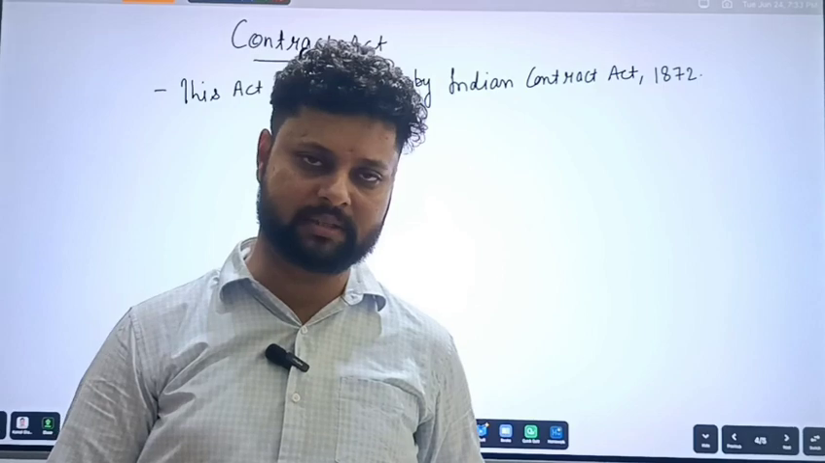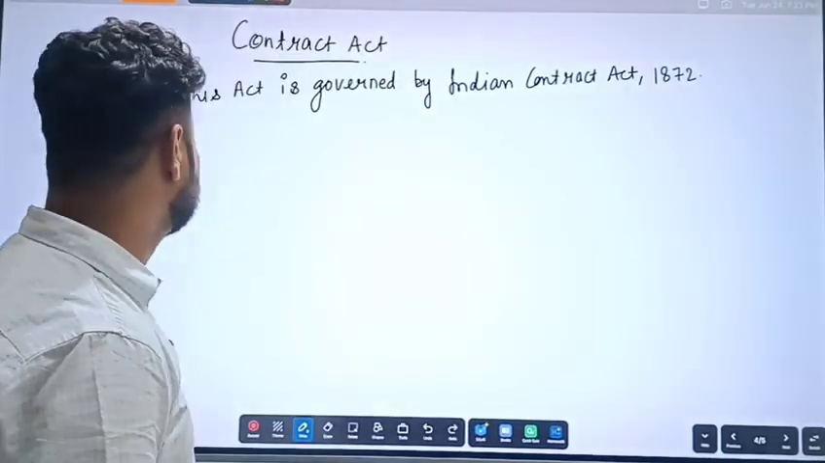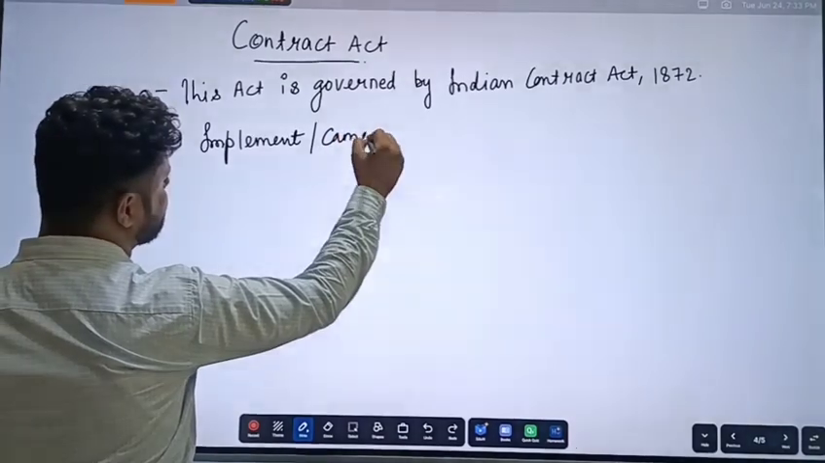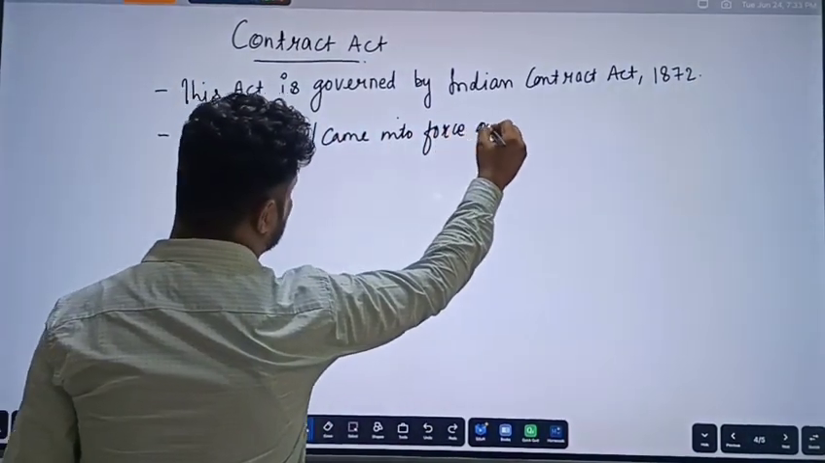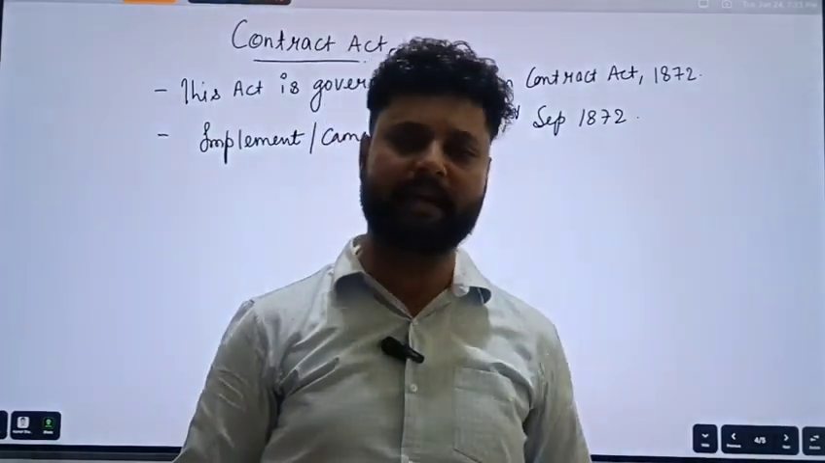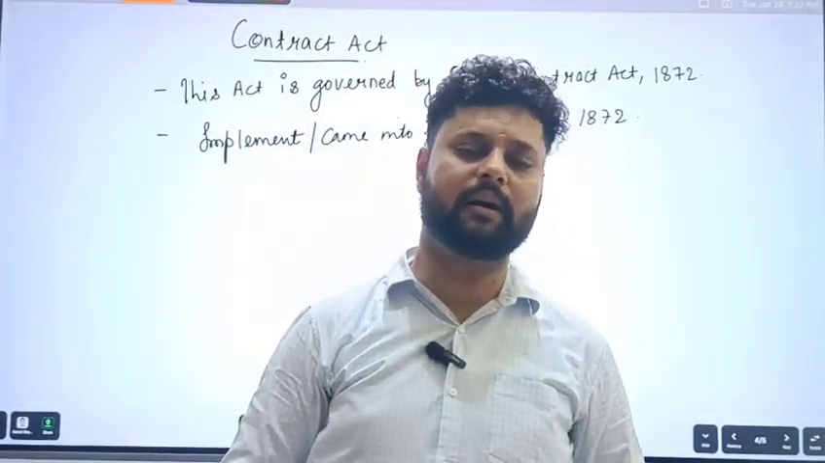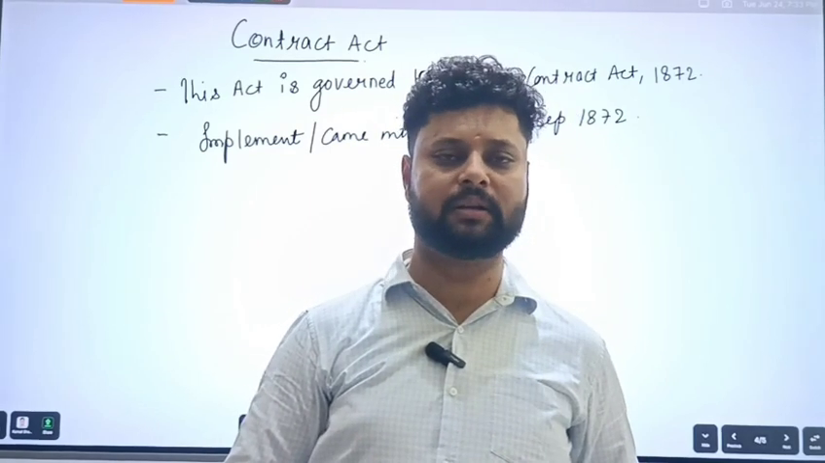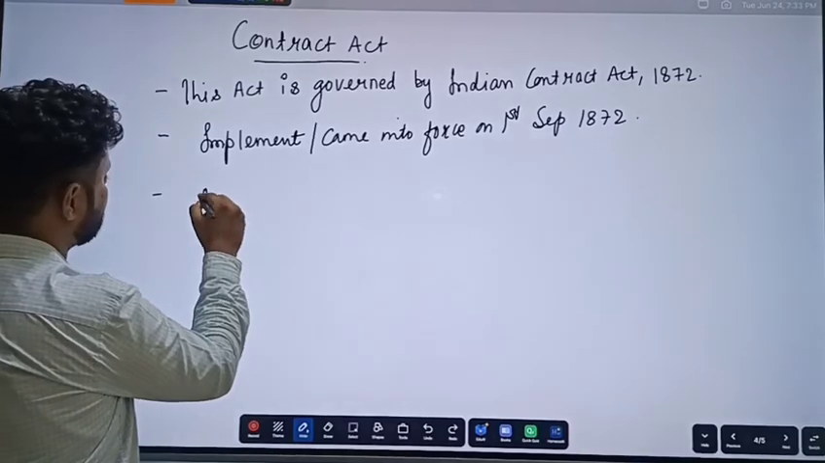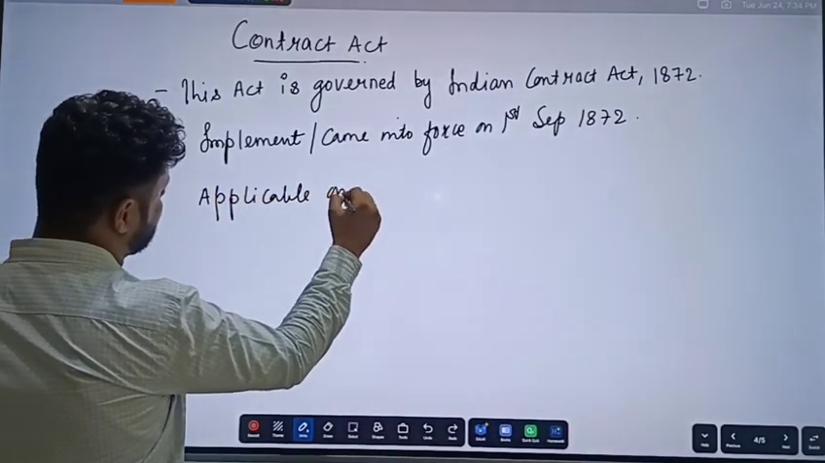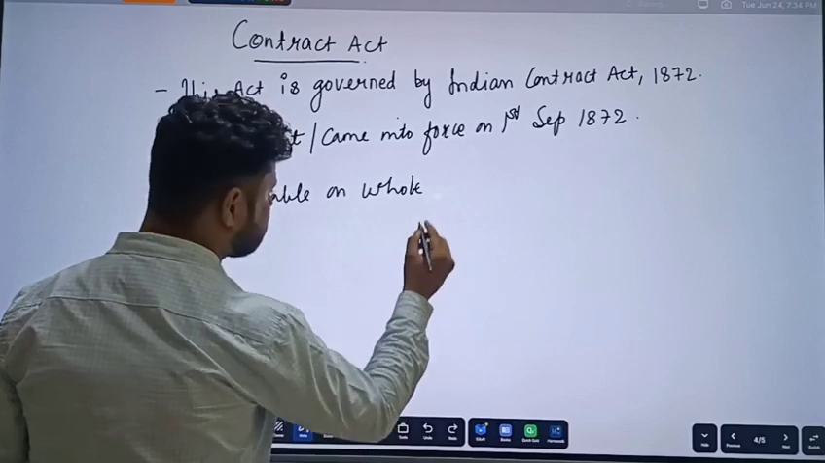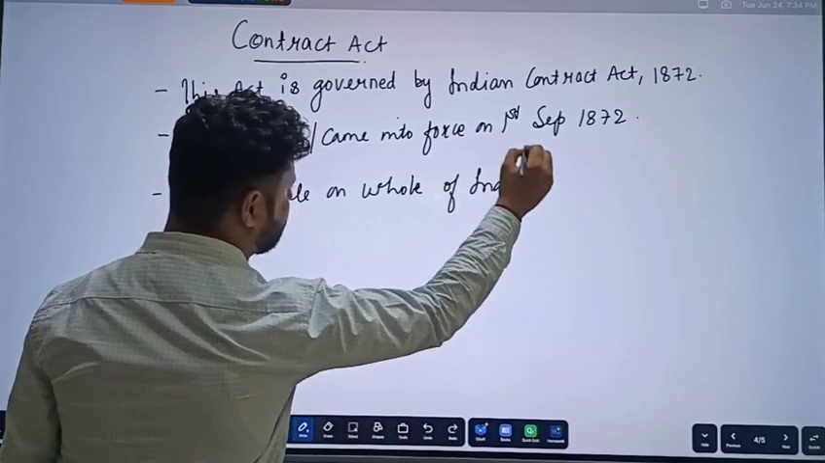It was implemented by the Britishers on 1st of September 1872. So we will write in short: implemented or came into force on 1st of September 1872. It is applicable on the whole of India including Jammu and Kashmir. Earlier, it was not applicable on Jammu and Kashmir, but after the revocation of Article 370, it is now applicable on Jammu and Kashmir also. So, applicable on all of India.